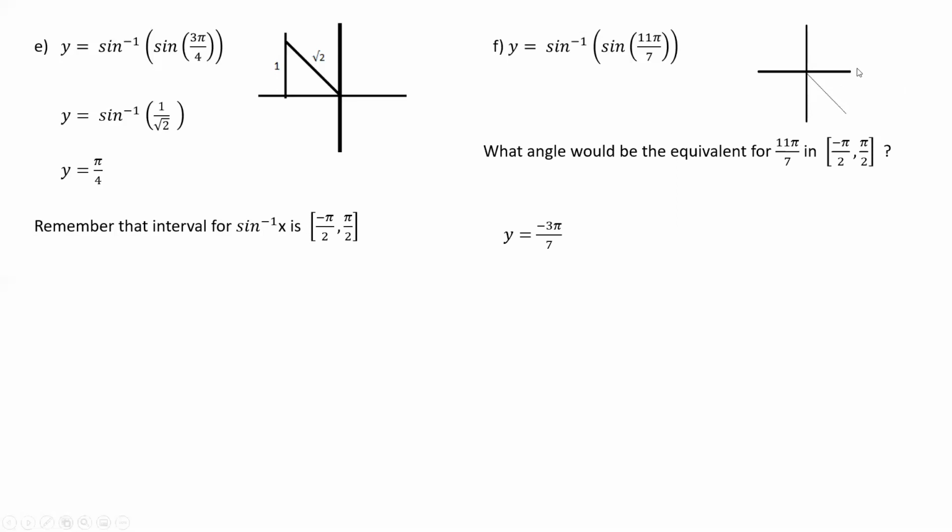How did we do that? 2 pi minus 11 pi over 7. 2 pi is 14 pi over 7, minus 11 pi over 7 is 3 pi over 7, so the equivalent is minus 3 pi over 7. So you don't need to figure out the sides for that. You know they undo each other. You just have to make sure when you find your answer, it's the equivalent in this domain.